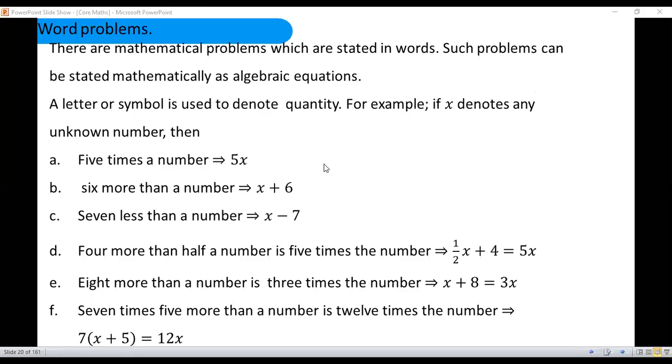If anybody has a question pertaining to the first 3 examples, you can ask. Yes, Ada, unmute yourself and ask your question. Yes, the 6 more than a number. So why did you write 6 plus x rather than x plus 6? 6 plus x and x plus 6 is the same. Commutative property. Okay. Any further question?